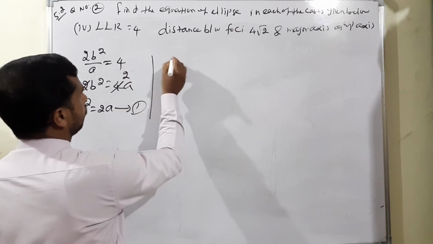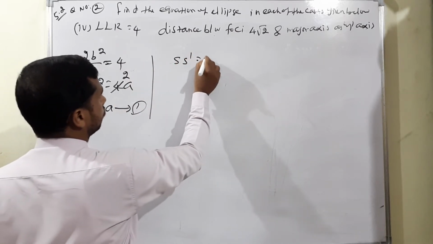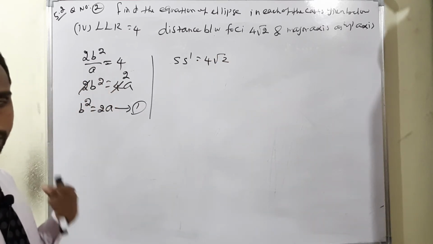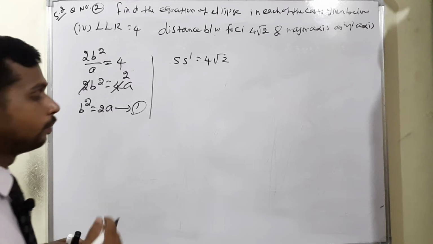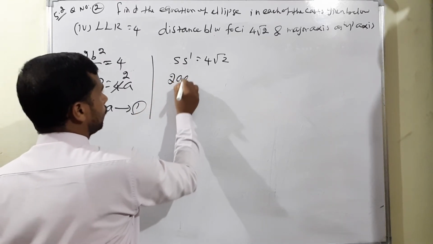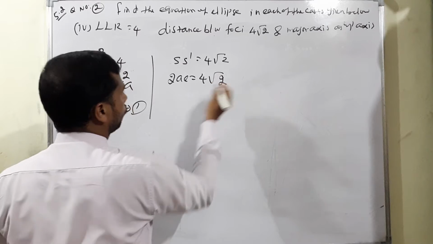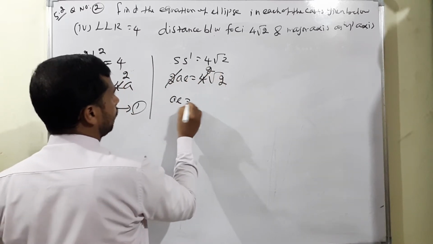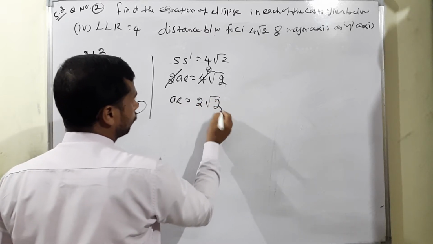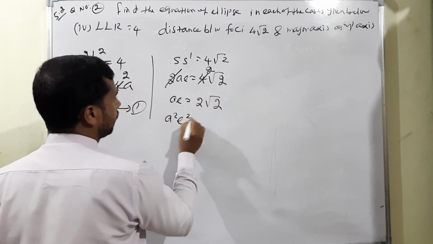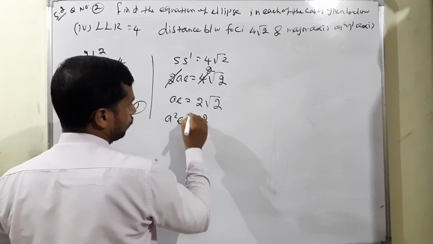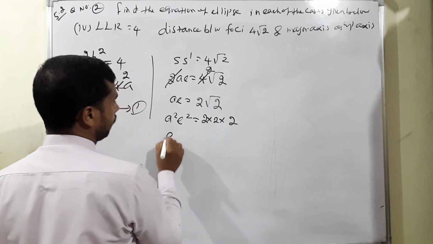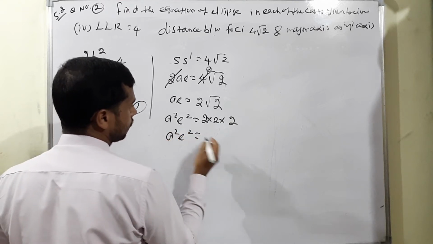Distance between foci, already we know, SS dash is equal to 4 root 2. What is the meaning of S? AE comma 0 and on the negative side, negative AE. Therefore, adding both sides, 2AE is equal to 4 root 2, and definitely 2 and 4, how many times? 2 times. Therefore, AE is equal to 2 root 2. Squaring on both sides, a square e square is equal to 2 into 2, removing the square root, so 8 will come. Therefore, a square e square is equal to 8.